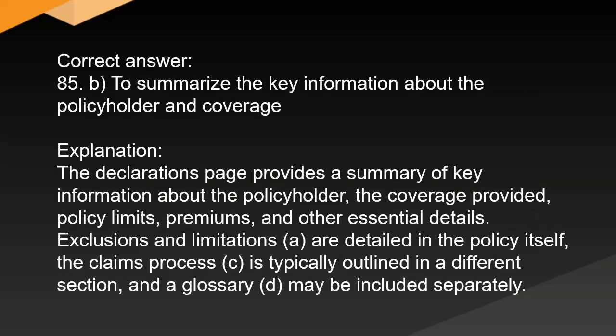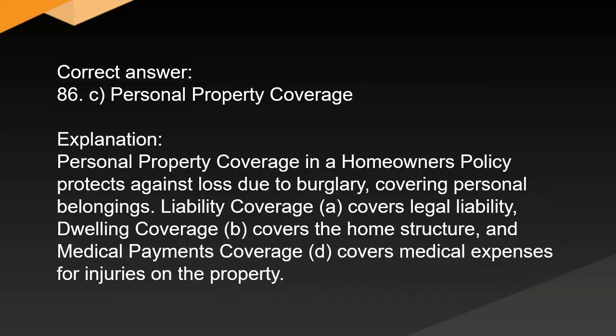Correct answer. B. To summarize the key information about the policyholder and coverage. Explanation. The declarations page provides a summary of key information about the policyholder, the coverage provided, policy limits, premiums, and other essential details. Exclusions and limitations, A, are detailed in the policy itself. The claims process, C, is typically outlined in a different section, and a glossary, D, may be included separately.